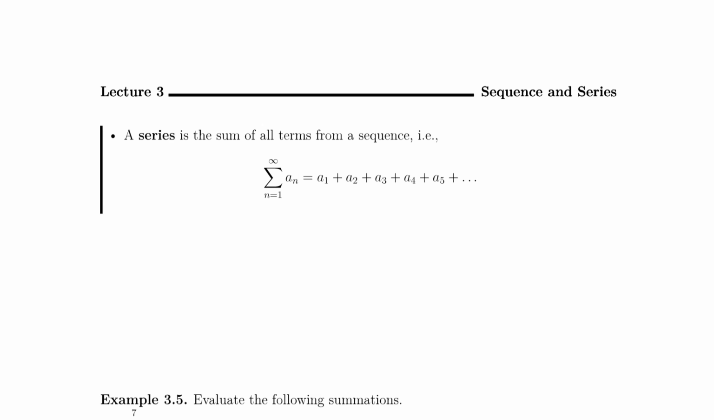So now we have seen what a sequence is. A sequence is basically just a list of numbers. So we typically write out these numbers as just A1, A2, A3, and so on.